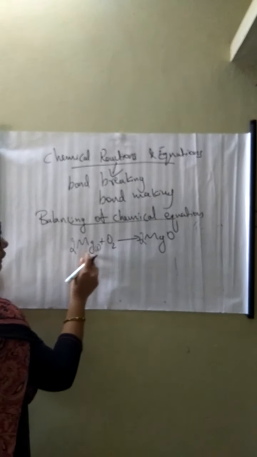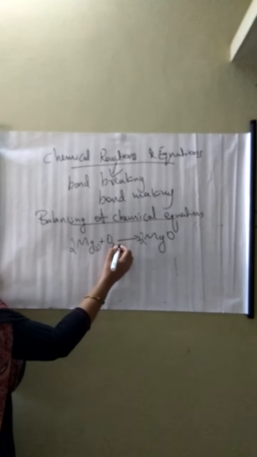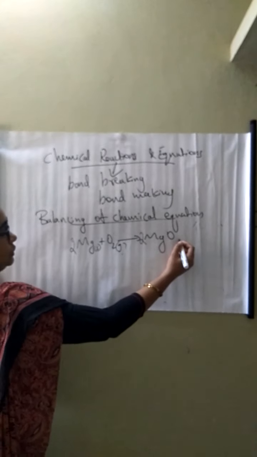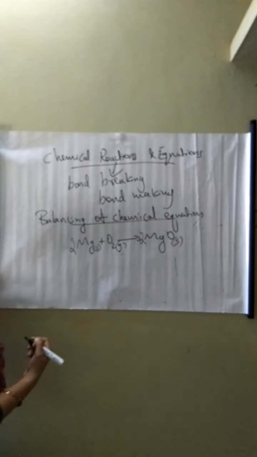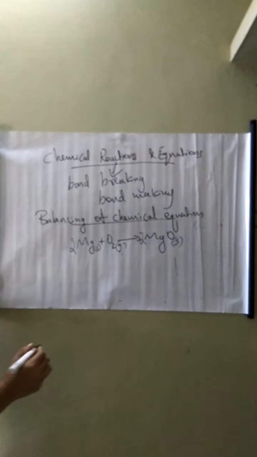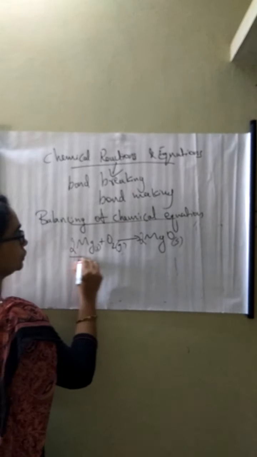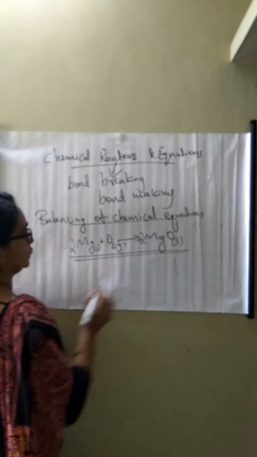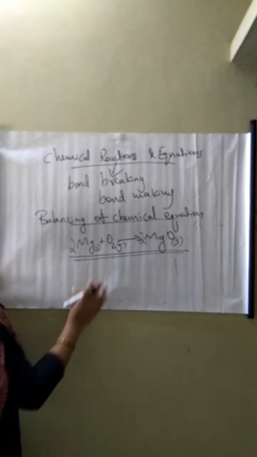Magnesium ribbon we are taking, it's in solid state. Then oxygen, gas, and magnesium oxide is white powder, that is in solid state. If you know the physical state, you have to write the physical state also. So it's a balanced equation. This is a balanced equation.